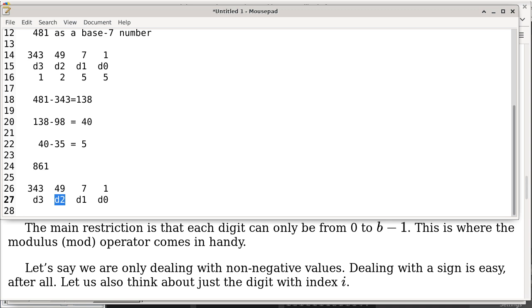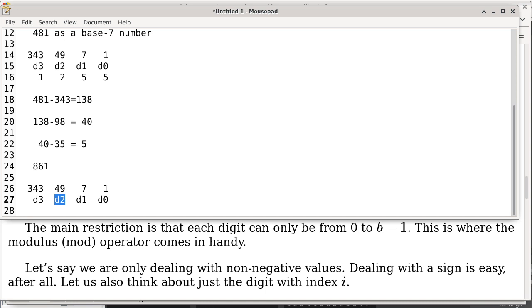Well, here's a question. With D0 times 1 plus D1 times 7, can that sum be more than 49, or at least 49? Let's say we put a 6 here, which is the largest value you can use in base 7, right? So we have 6 times 1. And we put a 6 here too. And then we have 6 times 7, which is 42, right? 42 plus 6 is 48. And it is still less than 49.